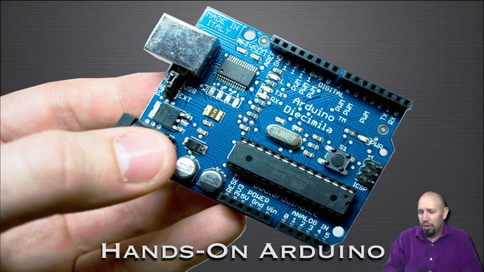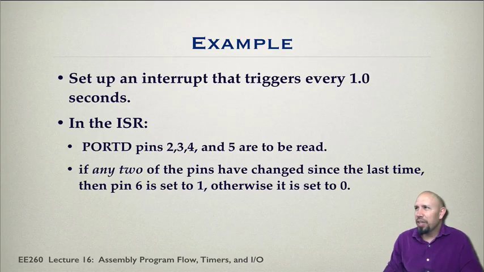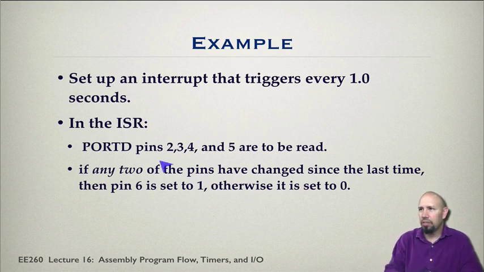Okay. In this section, we're going to give an example using a number of facets of things that we've been talking about. So the problem that we're going to look at is this problem here. We're going to set up an interrupt that triggers every 1.0 seconds, so it's going to trigger in 1 second intervals.